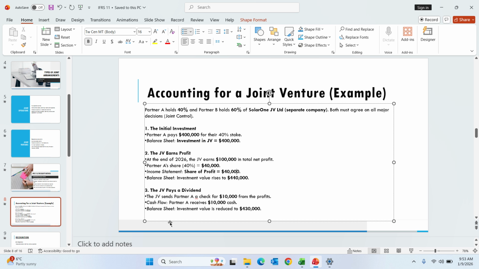But in case the JV pays a dividend to partner A, then what will happen? They have paid a dividend of 10,000, so the cash of partner A will increase since they have received cash, and also in the balance sheet the investment value is reduced to 430,000. The initial investment, which was increased by the profit, is now decreased by the dividend. So this is how the equity method works.